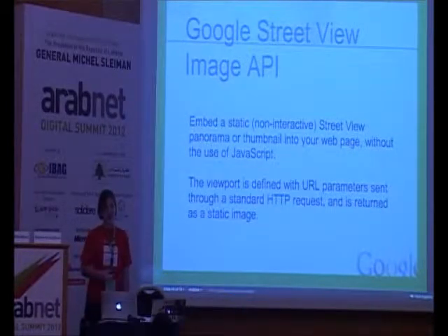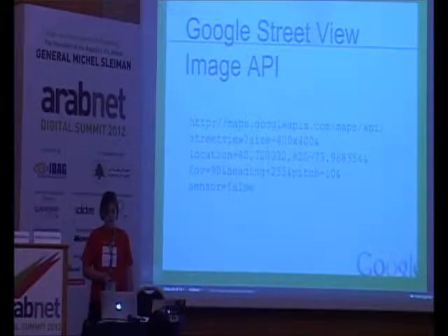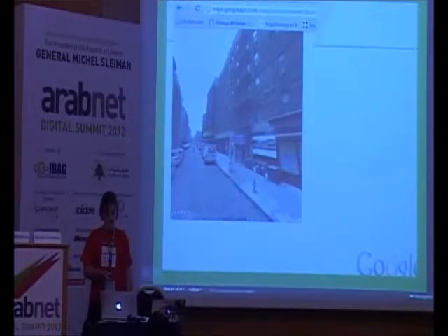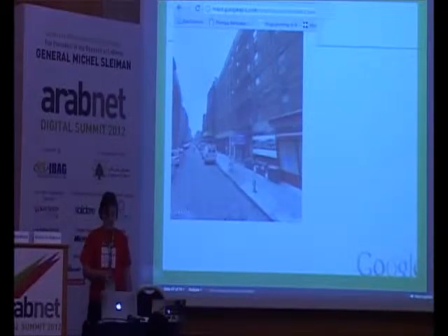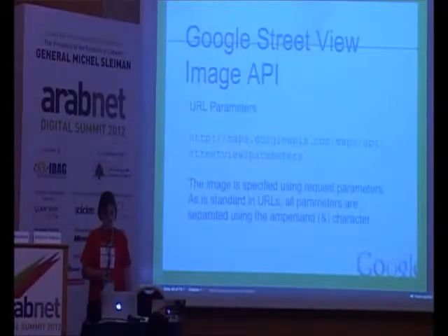It does exactly the same as the static image API. It embeds a static image into your web page, and you don't need to use JavaScript. Again, you can use HTTP or HTTPS. And again, you generate the image just by specifying some parameters after the question mark in the URL. The parameters which I used here are pretty much the same. So that's an example of Street View. You just get an image back from the HTTP request.